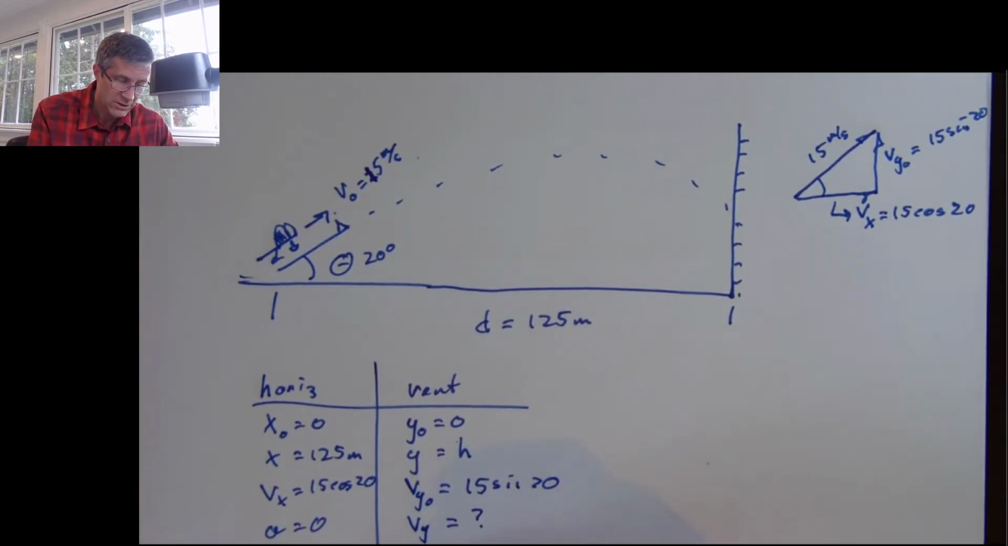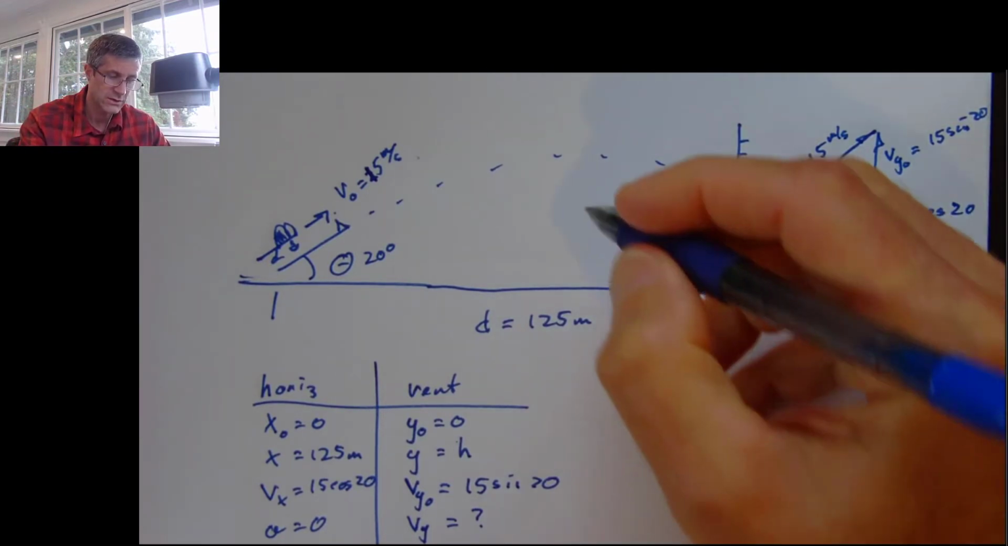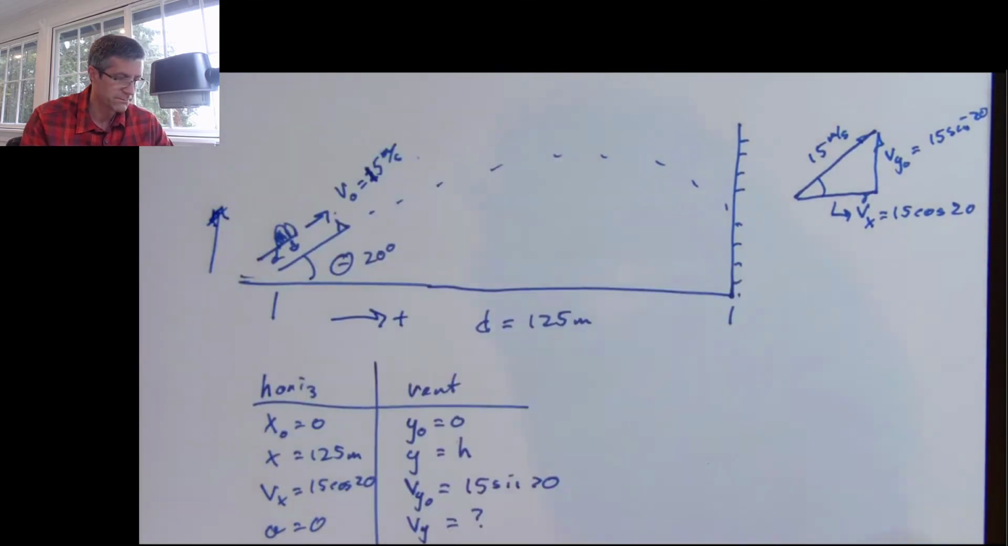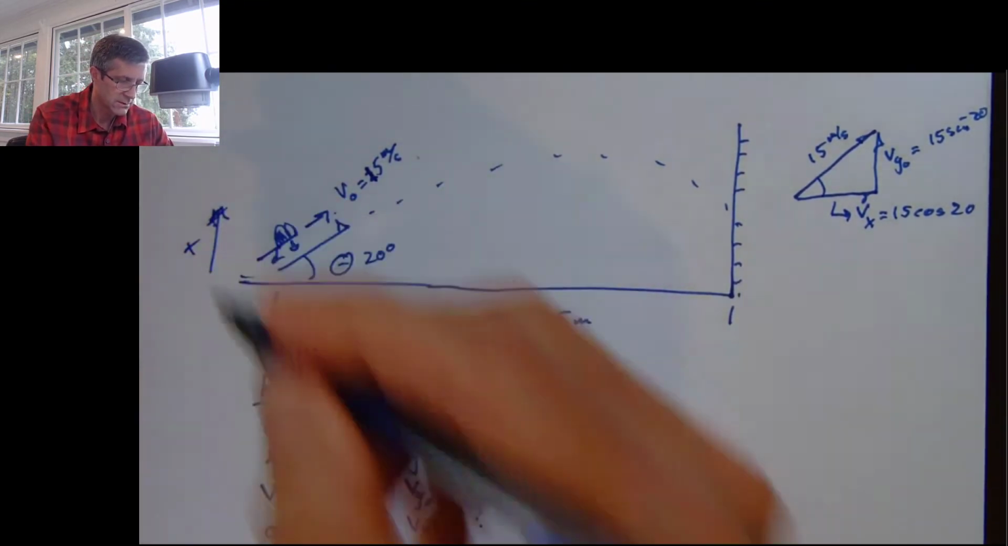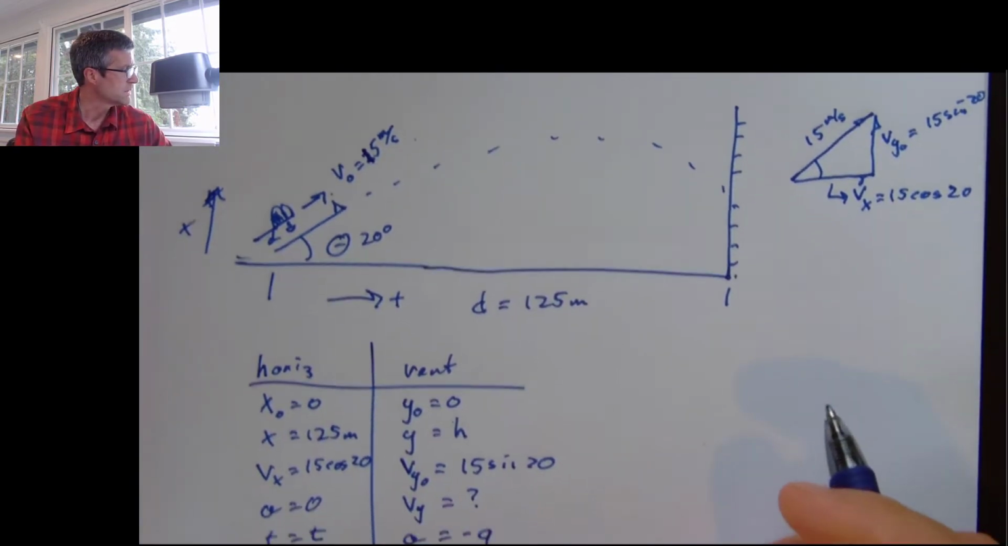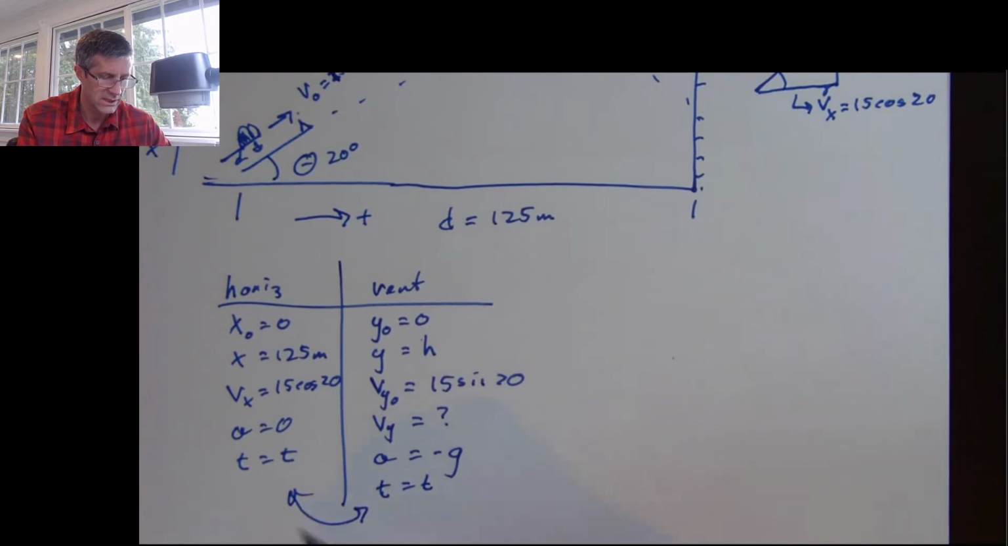My acceleration is going to be negative g, so 9.8, and I'm going to say downwards is negative. I've already decided upwards is positive. That's the plus sign. So my acceleration, and then I'm going to have time, which is going to be t, and this is most likely my connector between these two. So it's going to be the same time horizontally and vertically to get there. So the time is going to be my connector.